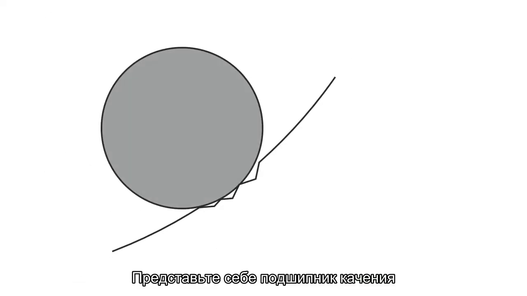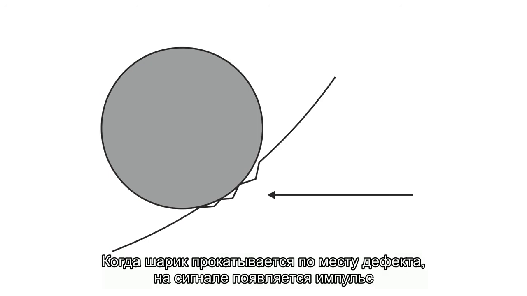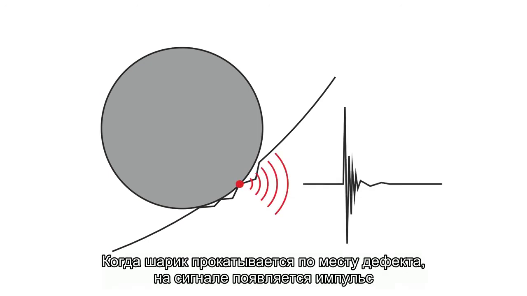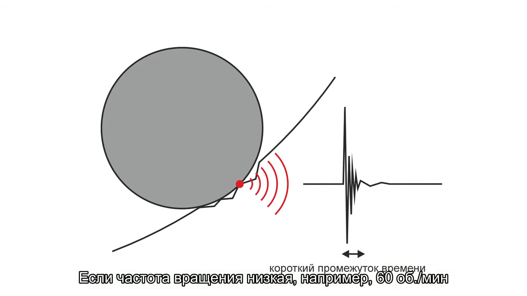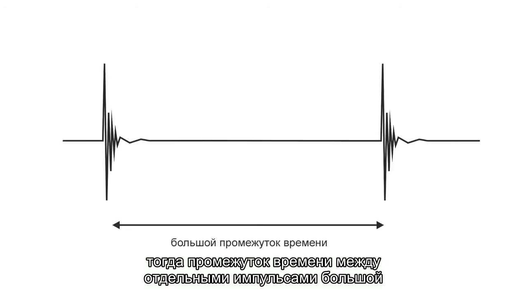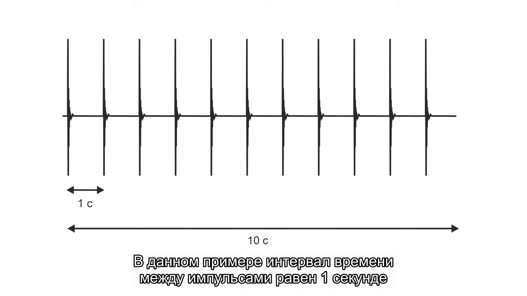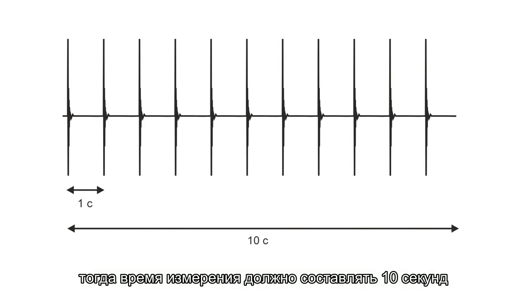Imagine the roller bearing. Here is the failure. When the ball is passing, then the shock appears in the signal. The time length of this transient event is very short. If the speed is low, for example 60 rpm, then there is a long time interval between individual shocks. The time interval between shocks is 1 second in this example. If we want to have at least 10 events in the signal, then we have to measure 10 seconds.